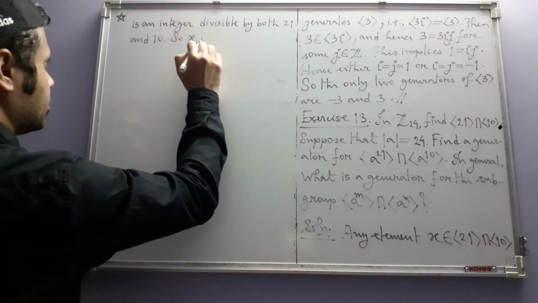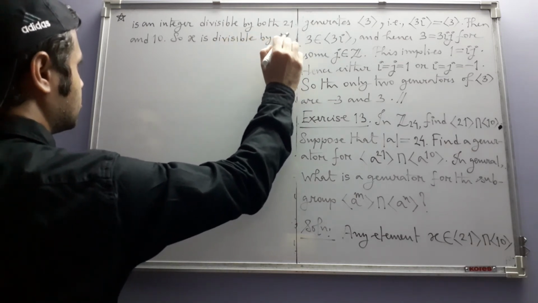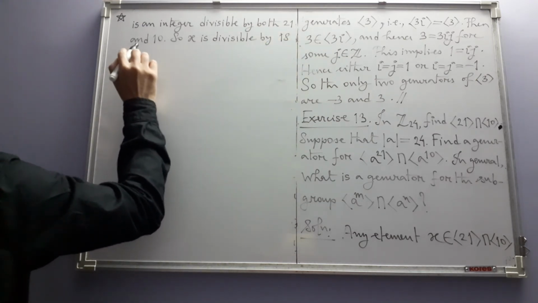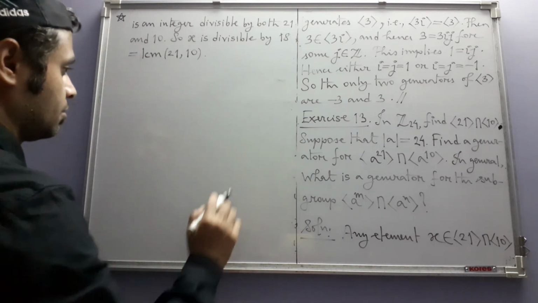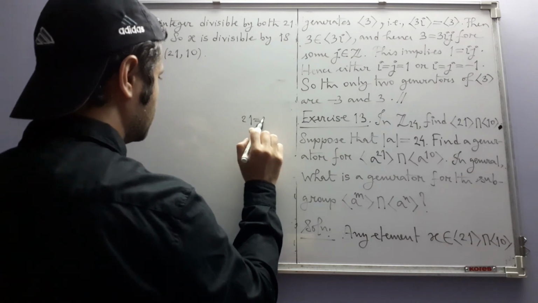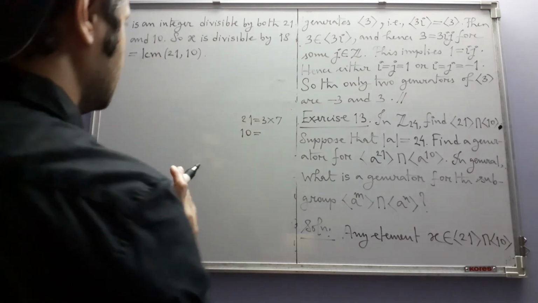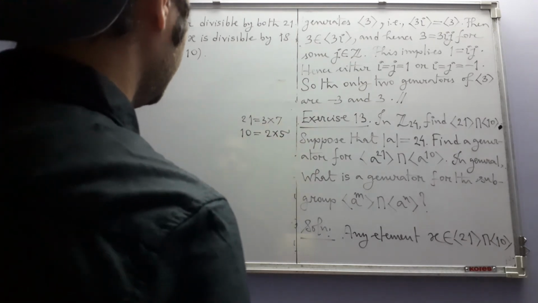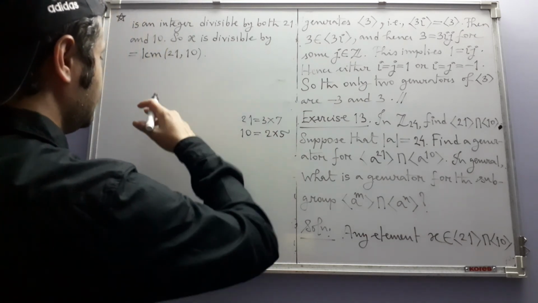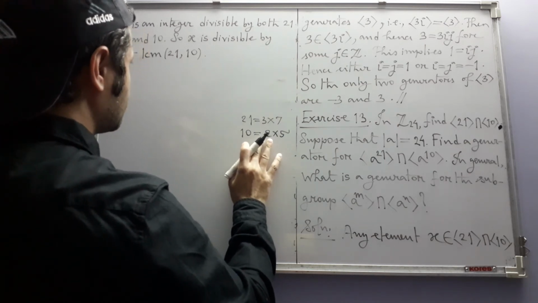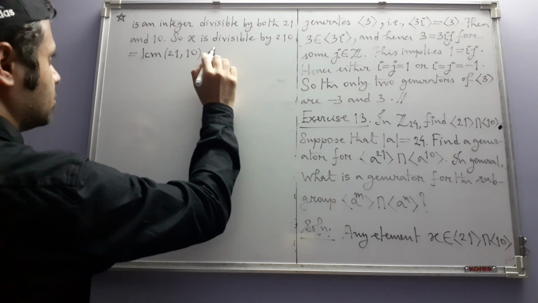So x is divisible by the LCM of 21 and 10. Okay, let me just see one thing. 21 is 3 times 7, 10 is 2 times 5. What have I written? The LCM. I think again something is going wrong here. How can it be? The LCM has to be divisible by both 21 and 10. So the LCM is 210. Okay.